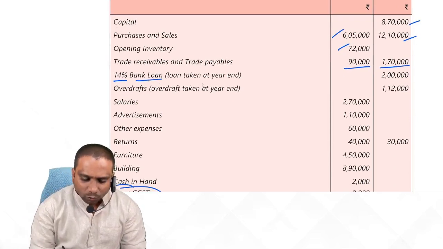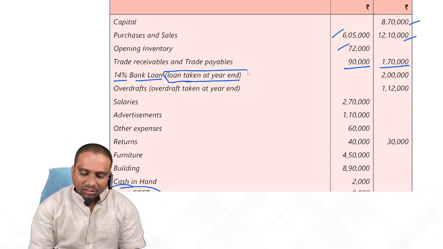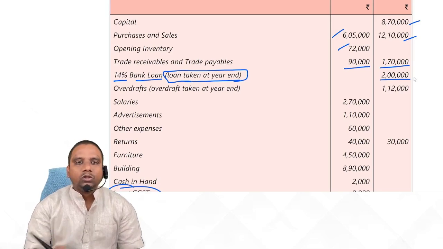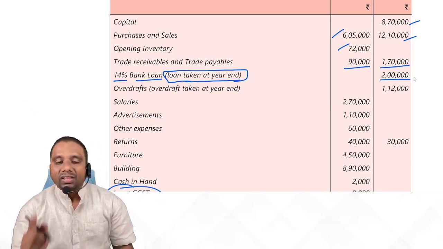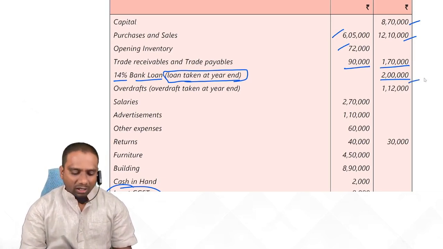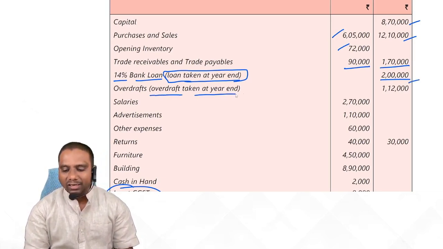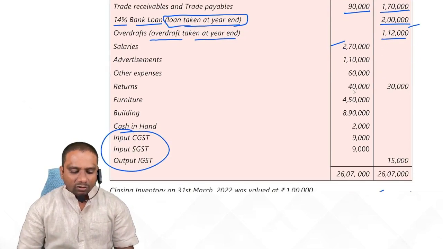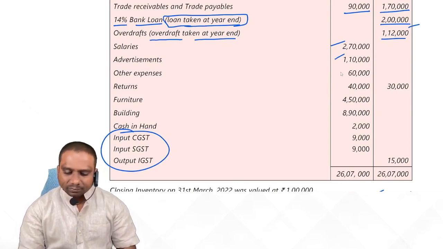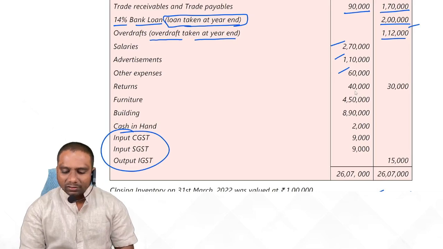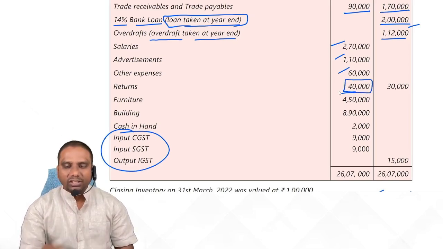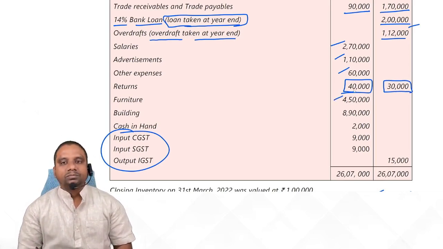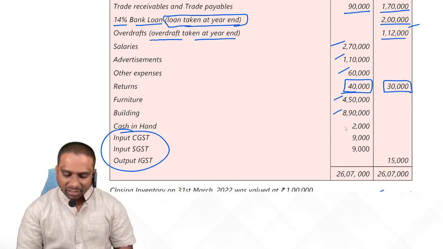Next one, 14% bank loan taken at the year end. See, here they are clearly mentioning we have taken the loan at the year end, so on this loan of 2 lakhs you need not calculate any interest. So 2 lakhs is balance sheet liability. Overdraft taken at year end is also a liability; you need not calculate any interest on overdraft. Salaries expense: P&L account debit. Advertisement expense: P&L account debit. Other expenses: P&L account debit. Returns: debit returns means sales returns, deduct from sales. Returns credit means purchase returns, deduct from purchases. Furniture: asset debit. Building: asset debit. Cash in hand: asset debit.